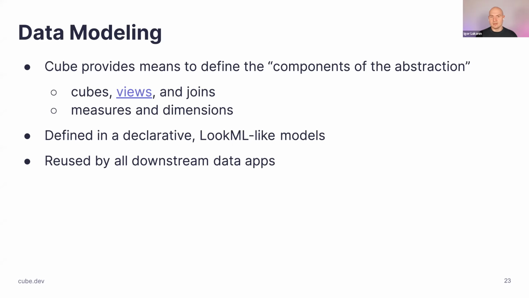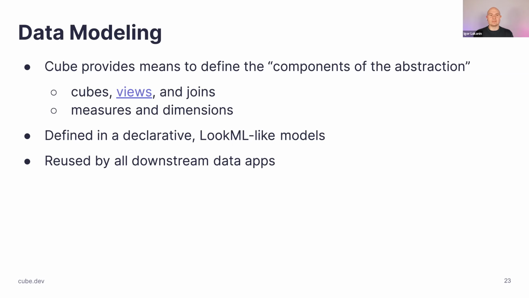Its data modeling layer is what implements those components of abstraction that Olivia just talked about. In Cube terms, well, as funny as it may sound, these are cubes, views, joins, measures, and dimensions. But for those of you who are coming from a Looker background, who might be familiar with that part of the world, you can think of data modeling in Cube really like data modeling in Looker, because the Cube models are very similar by syntax to LookML.